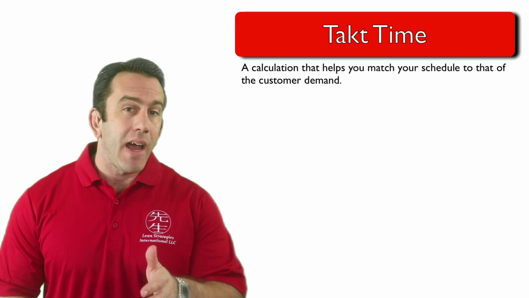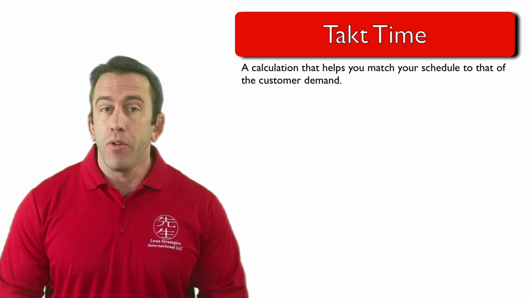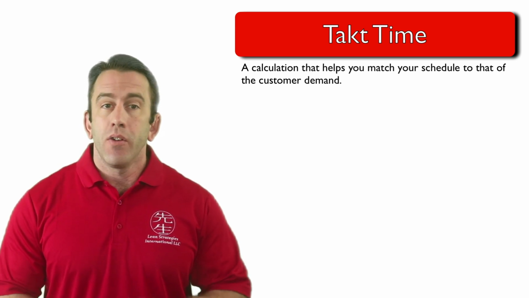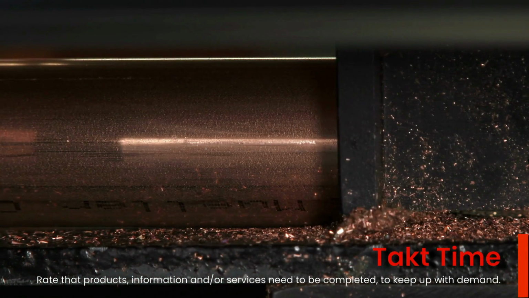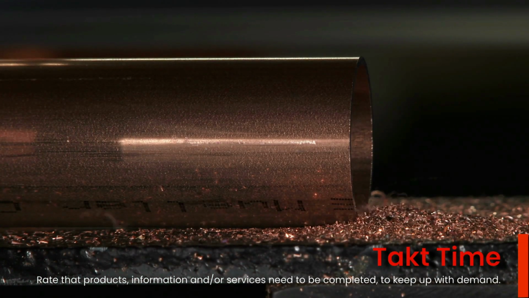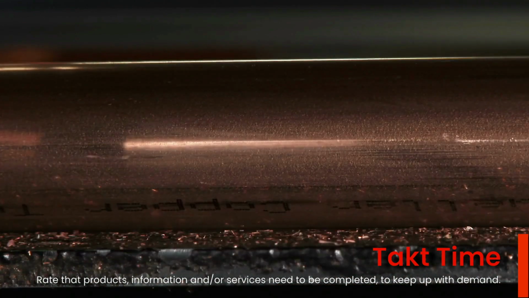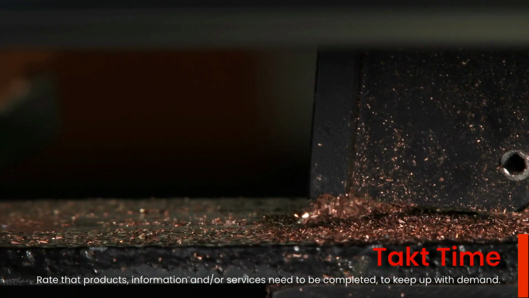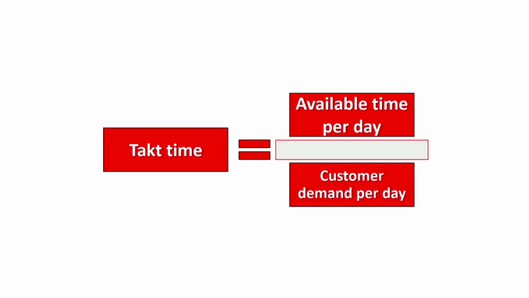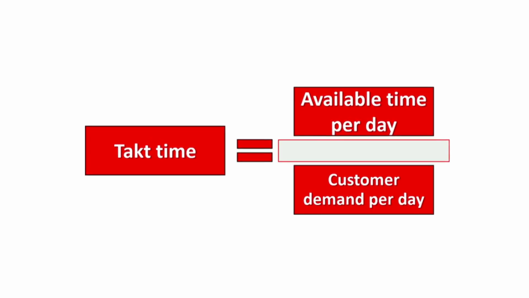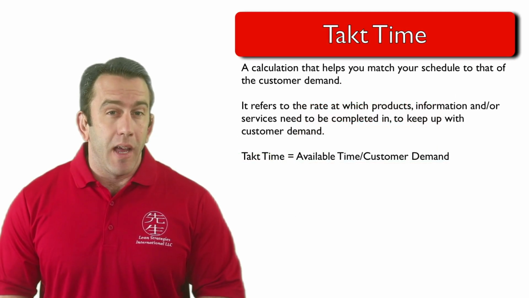When trying to level a production schedule, one of the critical pieces of your daily schedule is takt time. Takt time is a calculation that helps you match your schedule to that of the customer demand. Defined, it refers to the rate at which products, information, and/or services need to be completed in to keep up with customer demand. The formula for calculating takt time is shown here. Let's look at a basic example.